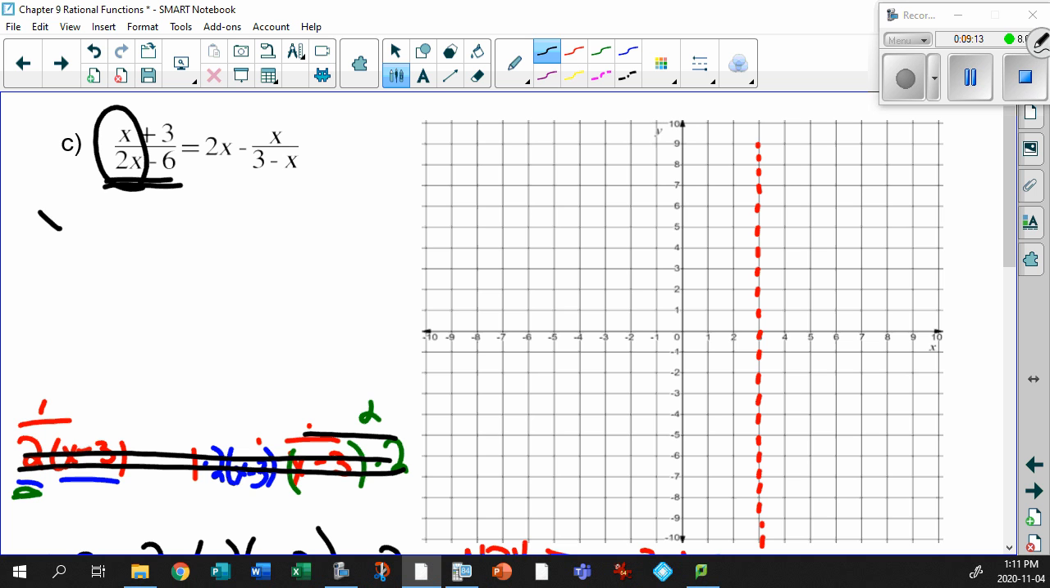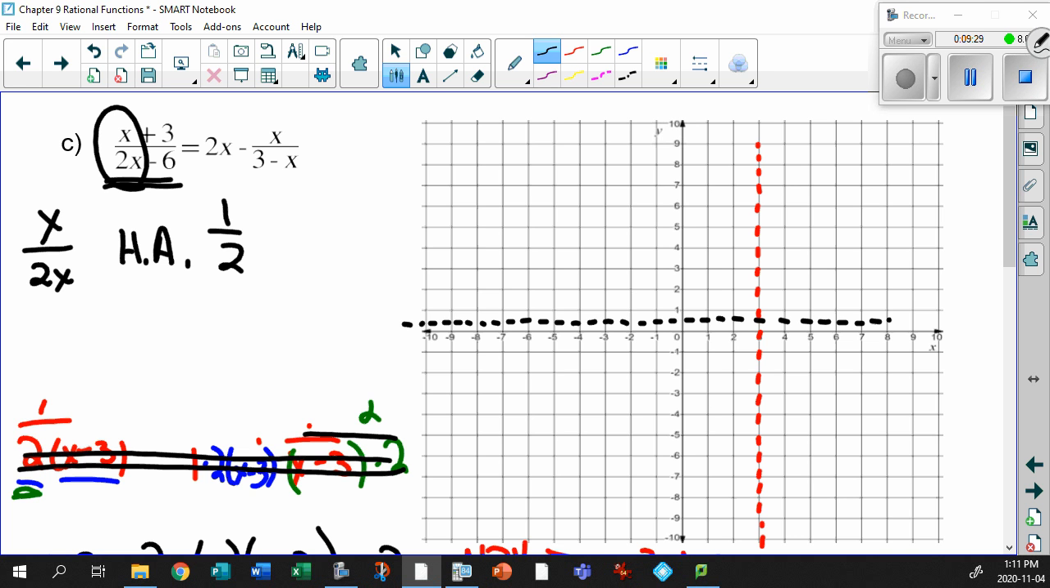You've got an x over a 2x, which means your horizontal asymptote is 1 over 2. So you've got a horizontal asymptote here at a half. So let's put in our horizontal asymptote of a half right now.